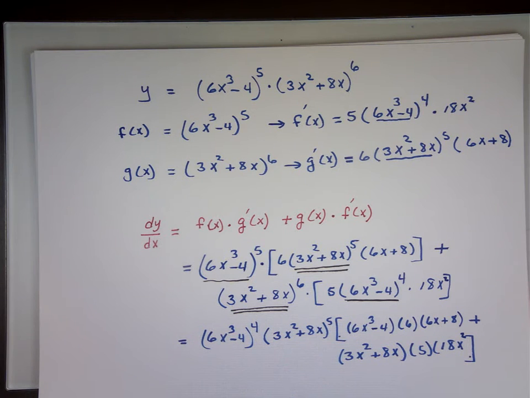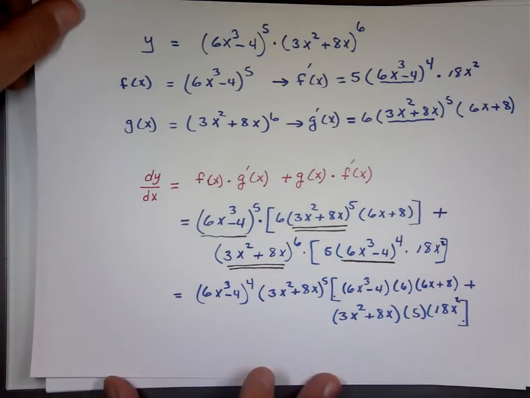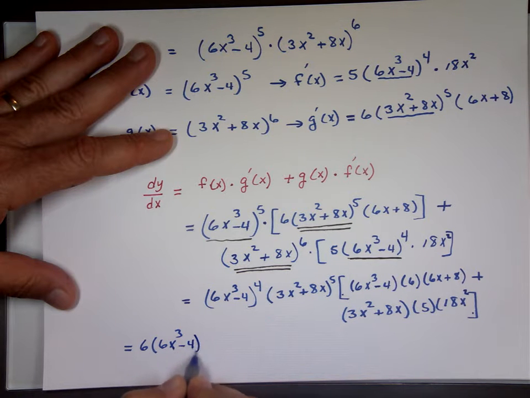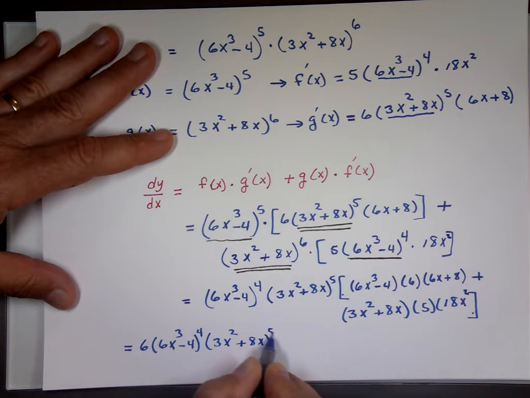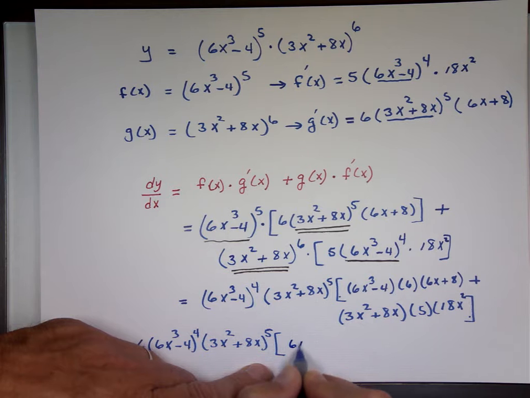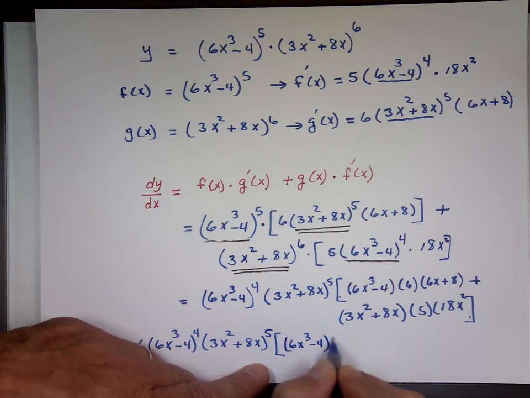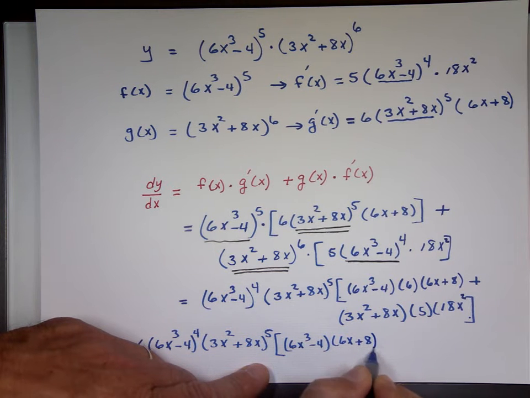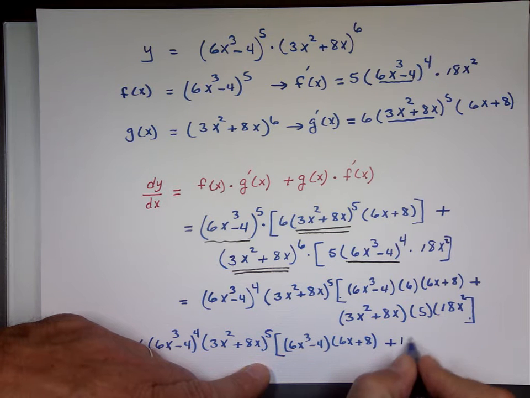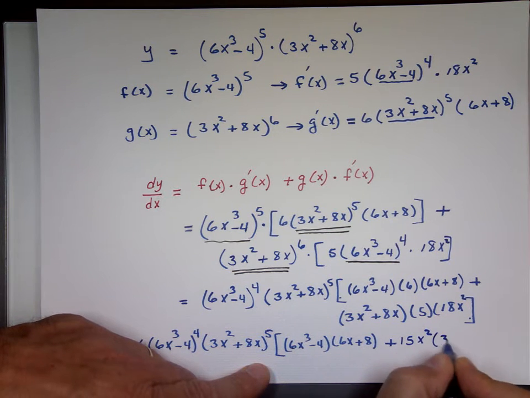So if I want to continue simplifying, sometimes I don't want to simplify, but I end up opening my big mouth. You go, uh-oh, I should have just left it alone. If you take the 6 out, so what's left is this times that. I took the 6 out. It's sitting in the front. Plus, when you factor 6 out of this, what's left? 3? 18 divided by 6, 3. 3 times 5? 15x squared times 3x squared plus 8x.